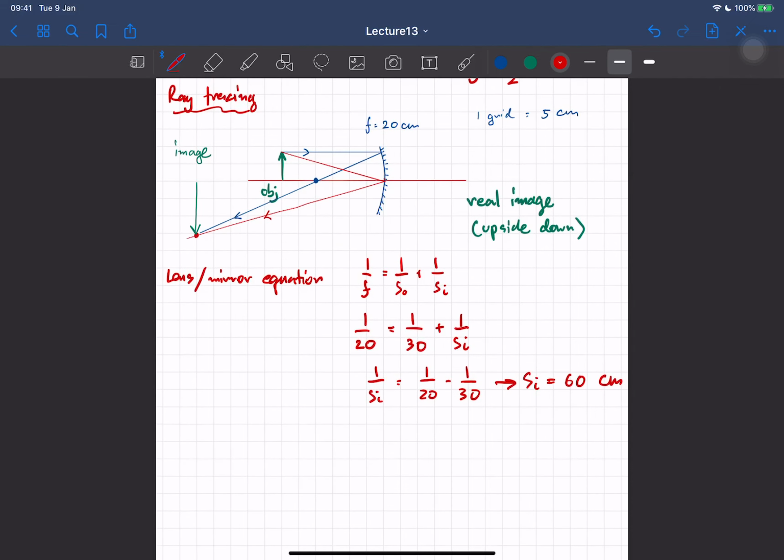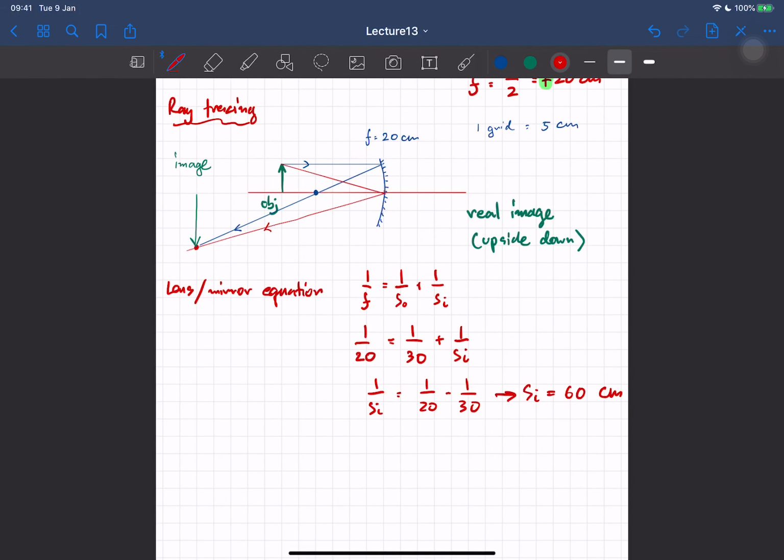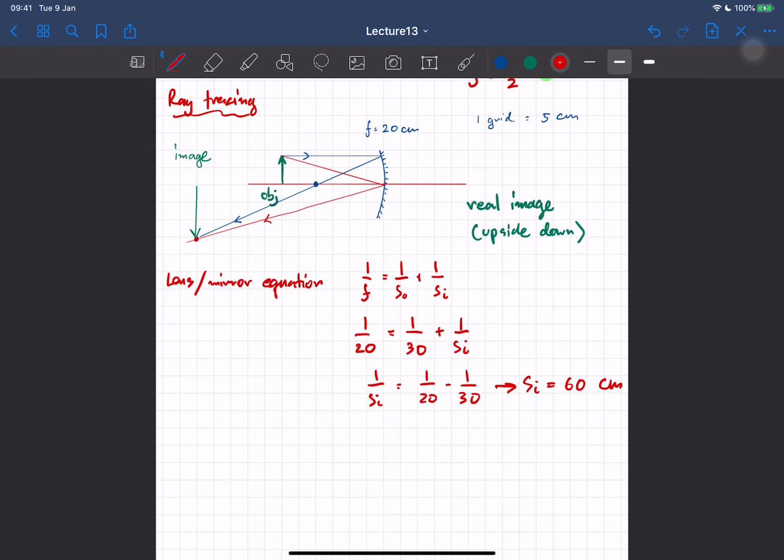If you get 1 over Si and then you forgot to find the reciprocal, then it's gonna be way wrong. And if it does not agree with the ray tracing diagram, then you know something is wrong. So you double check that, okay? Anyway, this is what I got, Si equal to 60. So it's positive. That confirmed my suspicion before that it should be a real image. So Si should be positive. And it's upside down, right?